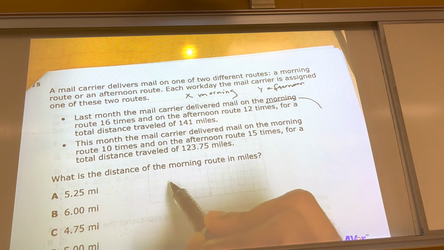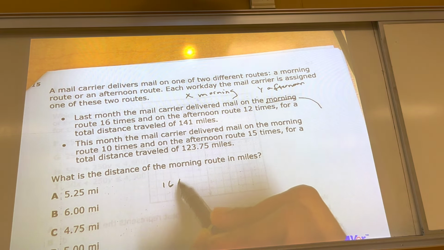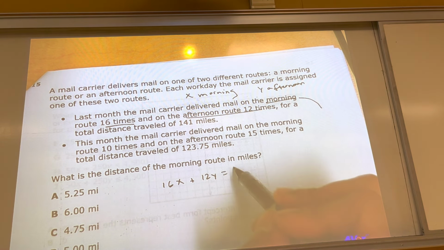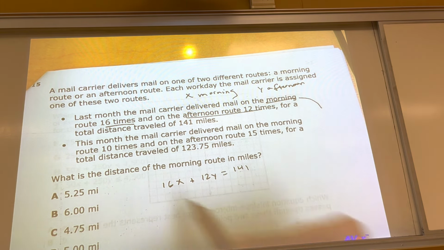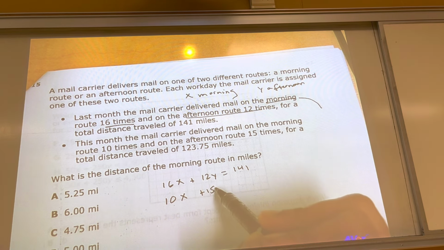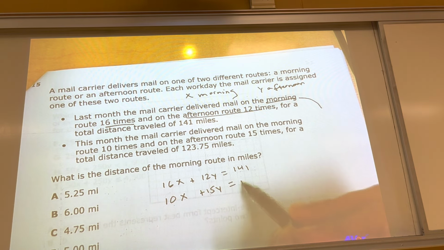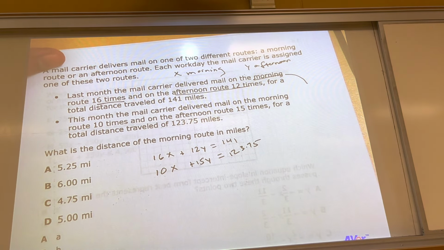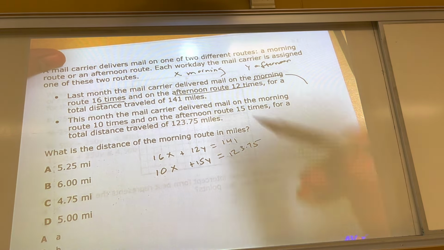And then we can say that it is 16x plus 12y equals 141, and then you would get 10x plus 15y equals 123.75. You can do this by elimination, but of course you can't eliminate yet, so it's not the easiest one to do. You have to do two different numbers.